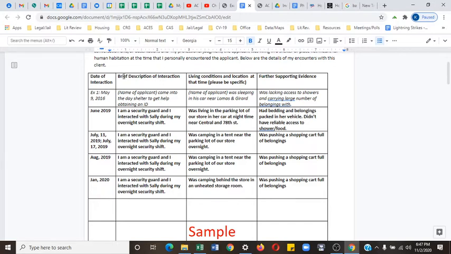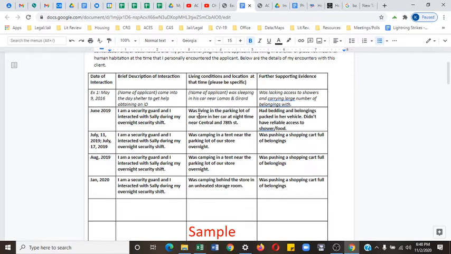Next, you're going to put in a brief description of the interaction. This is not a long story, and we're not putting sensitive information in here, especially not any information that would reveal medical or HIPAA protected information. You're just talking about who you are, in this case a security guard, and that you interacted with Sally during an overnight security shift. It's more than acceptable to just keep repeating that same phrase throughout the entire document for each month that's incurred.